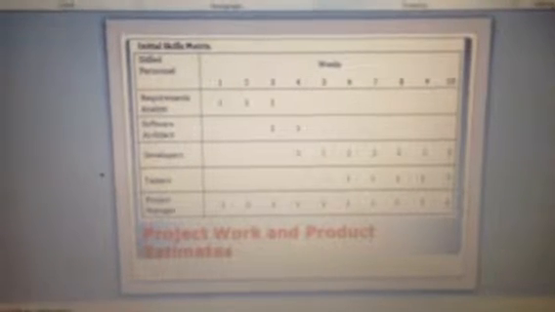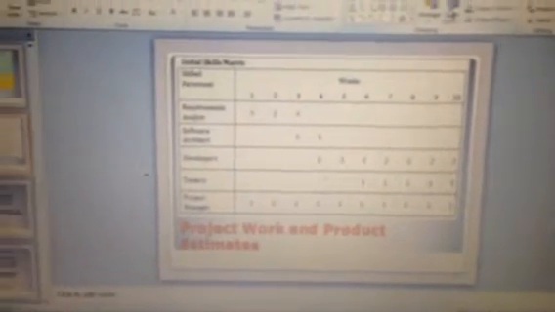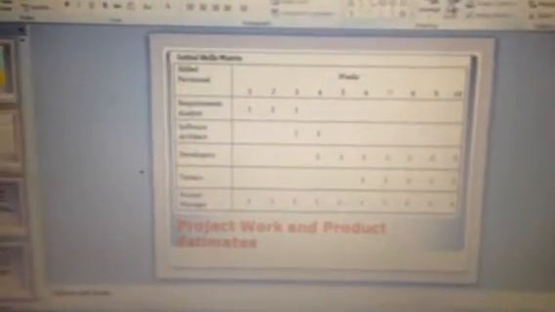Hi, my name is Genevieve Fisher, and I'm going to talk to you about the estimation and human resources portions of our project. Here you see the initial skills matrix. We basically list all of the different roles that were needed to compose our project team. These include the requirements analyst, a software architect, we had 2 developers, and testers, as well as project managers.